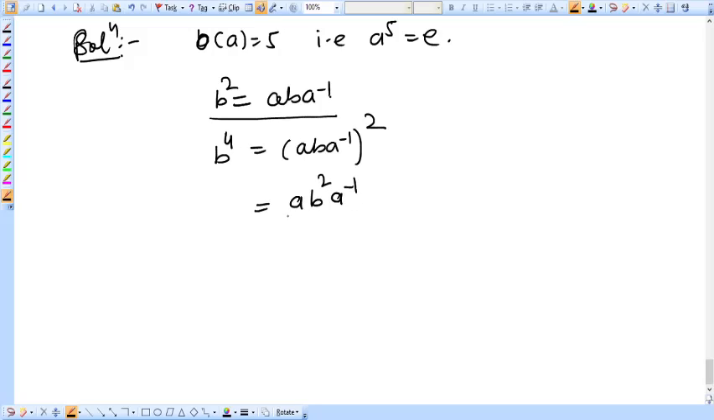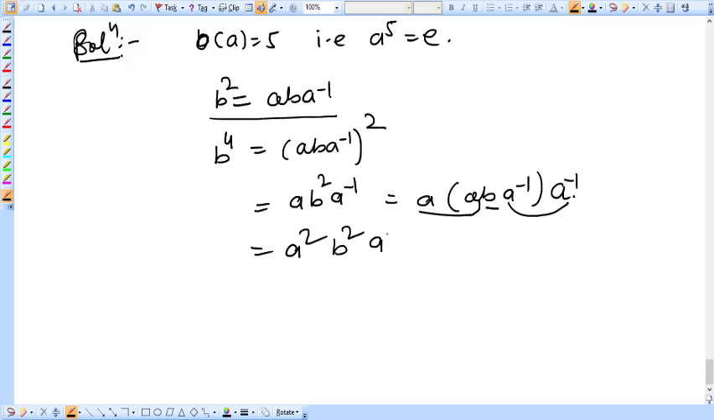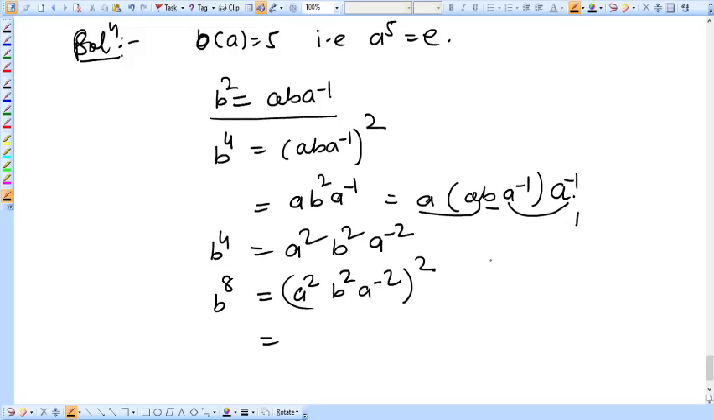Again, since B^2 is equal to A B A^{-1}, this becomes A^2 B A^{-2}. So this is B^4. Again squaring, we get B^8 is equal to (A^2 B A^{-2})^2, which is equal to, invoking the same theorem again, A^2 B^2 A^{-2}, the third part of theorem 4, what we did in the last video.